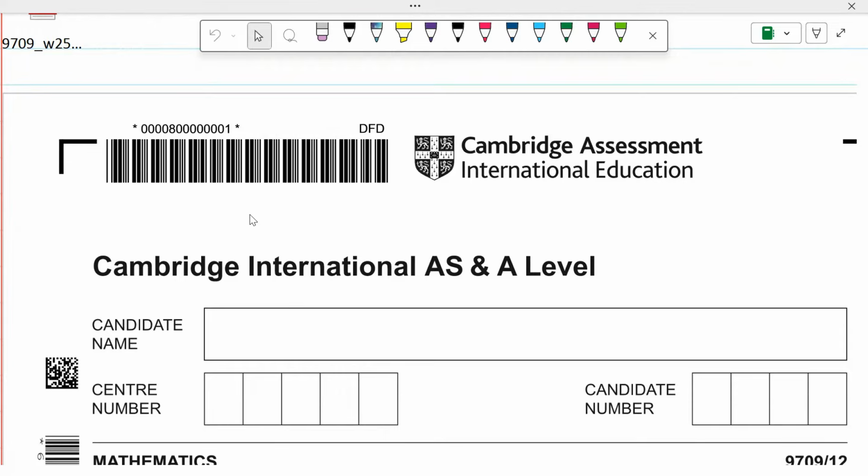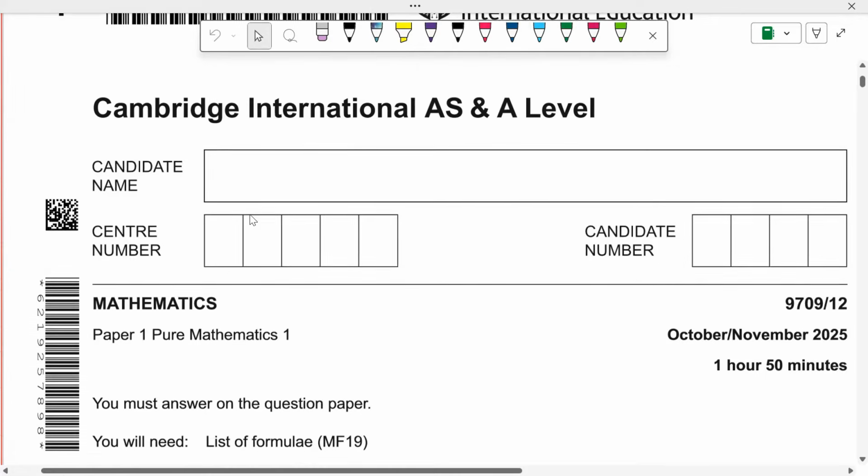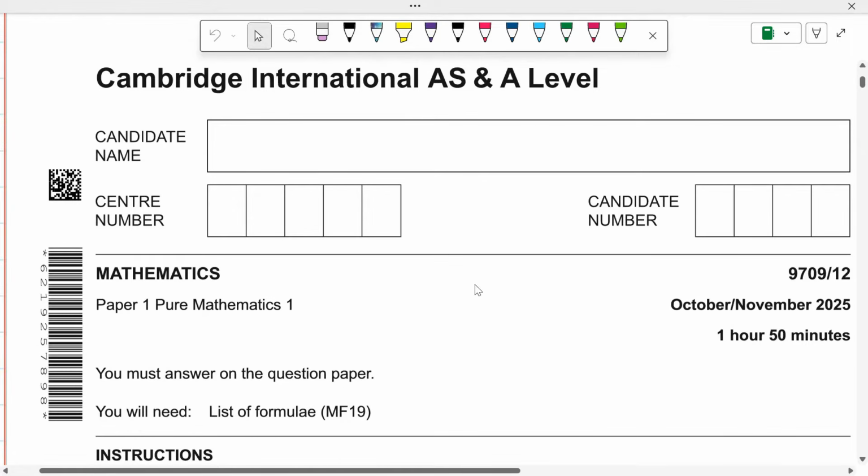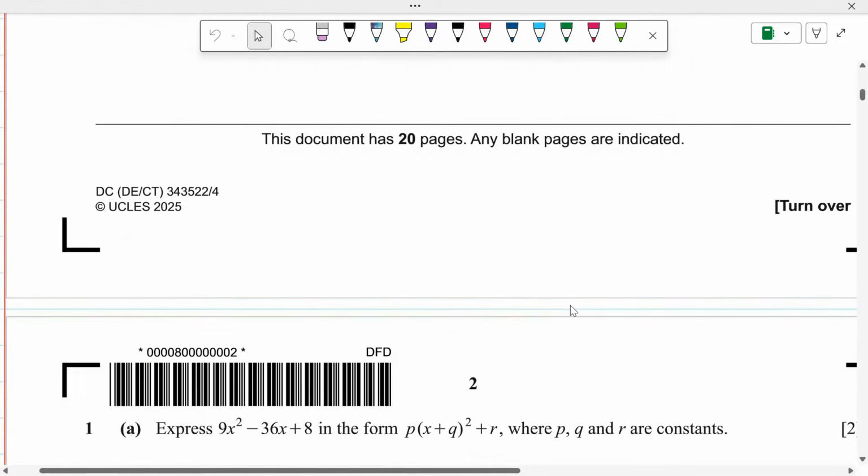Hi everyone, we are going to start the Cambridge International AS and A Level Pure Mathematics 1 paper for the session October November 2025, and the variant is 2. Let's move to question number 1.